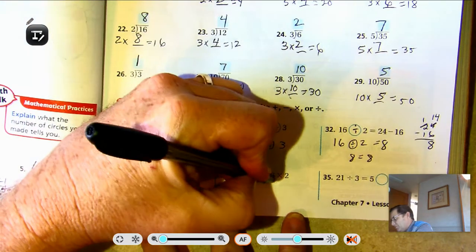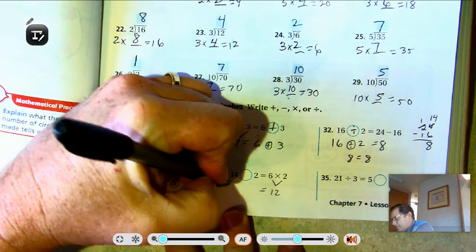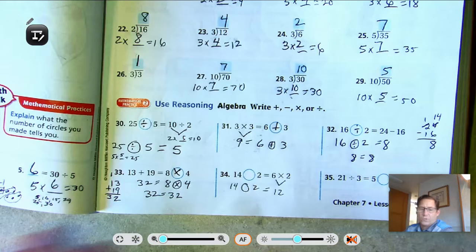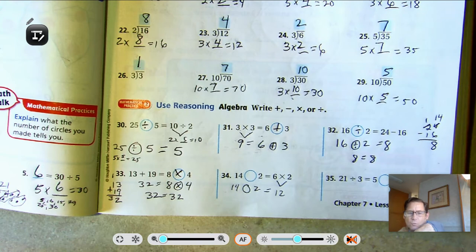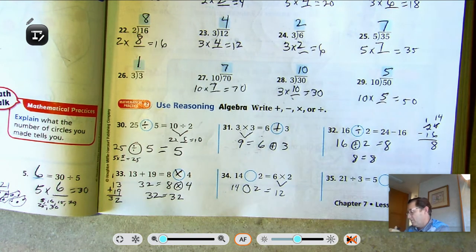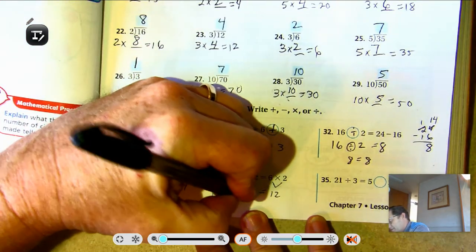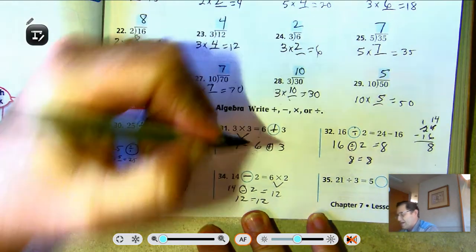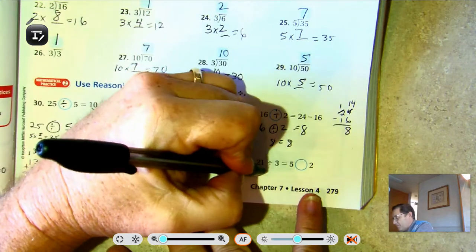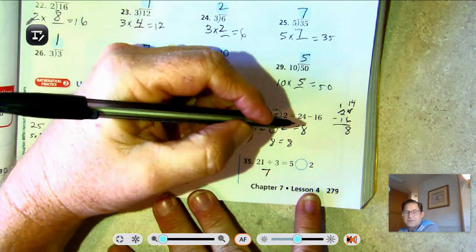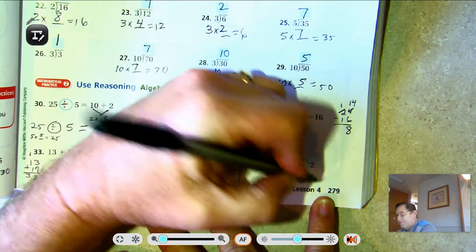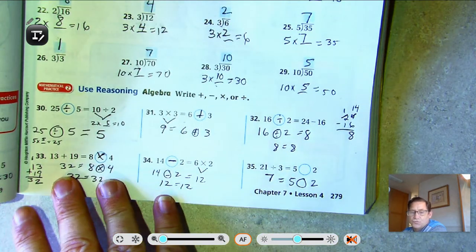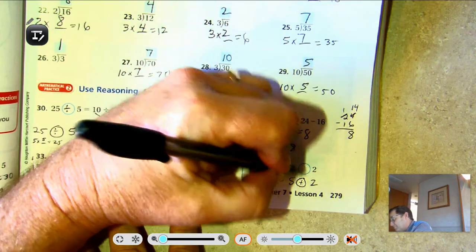6 times 2, we know that's 12. So 14 plus 2, that would be 16. 14 minus 2, that's 12. All right, so 12 does equal 12, so subtraction. And 35. 21 divided by 3, that's 7, because 3 times 7 is 21. 5 plus 2, that's 7. Okay, so addition.